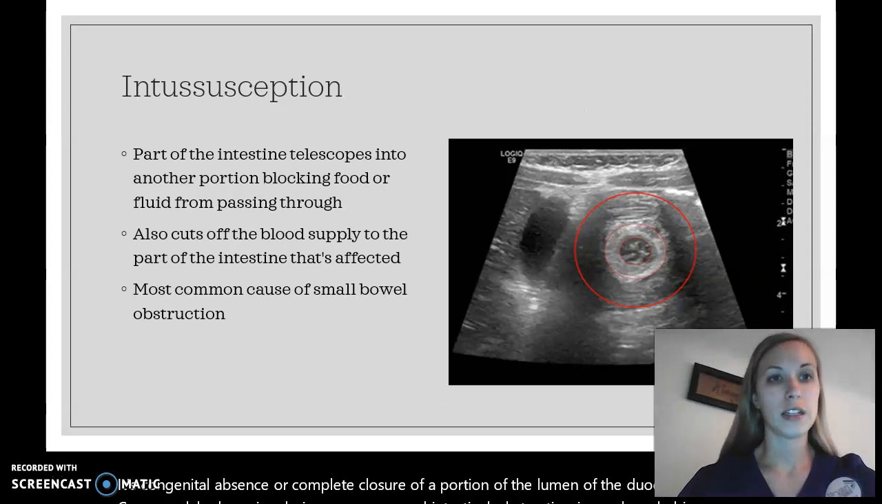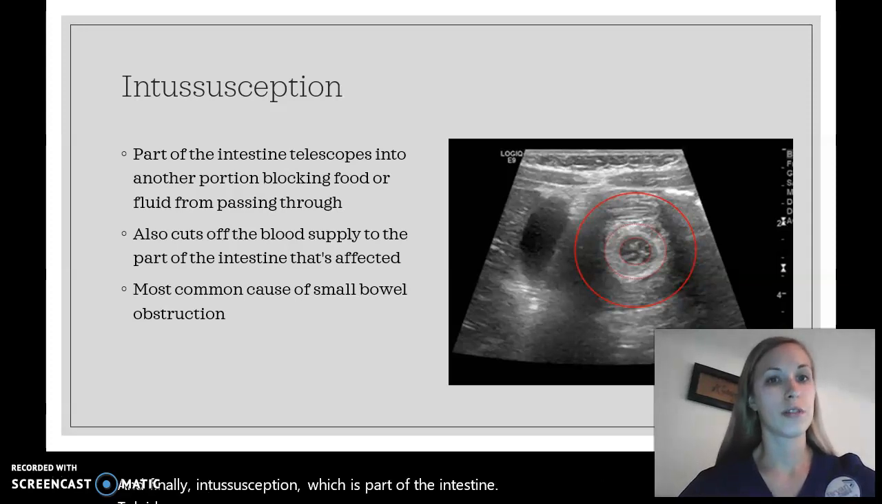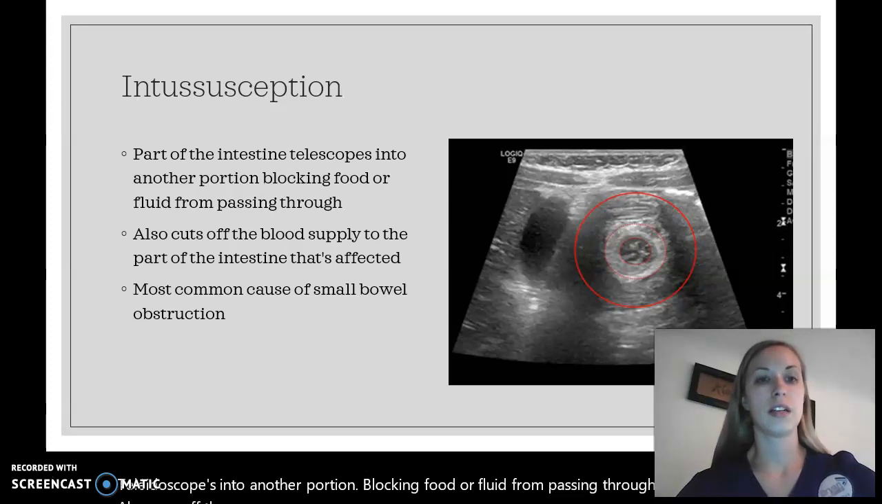And finally, intussusception, which is when part of the intestine telescopes into another portion, blocking food or fluid from passing through. It also cuts off the blood supply to the part of the intestine that's affected. Most common cause of small bowel obstruction.